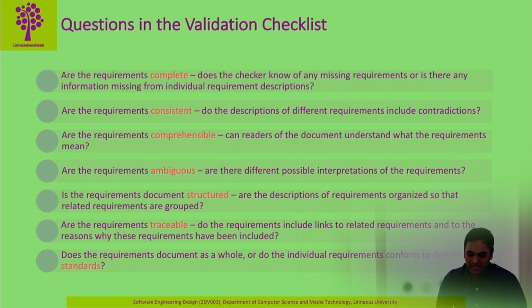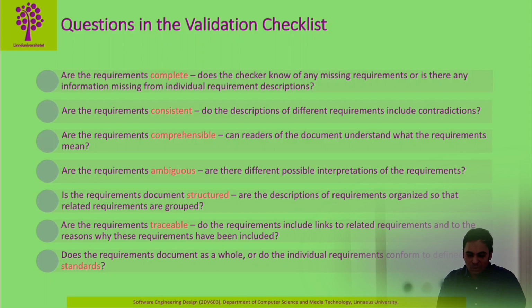And then it should be understandable, so anyone from any background can read the requirements and understand them. And also it should not be ambiguous, so there should always be one meaning, or one objective, for one requirement. There should not be multiple explanations or meanings for a requirement.